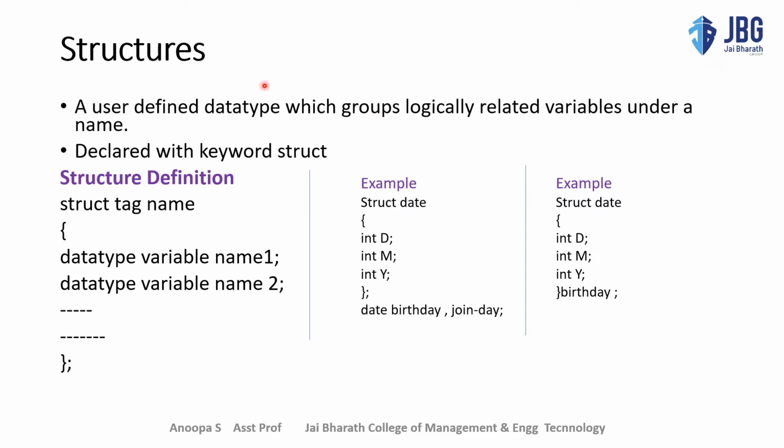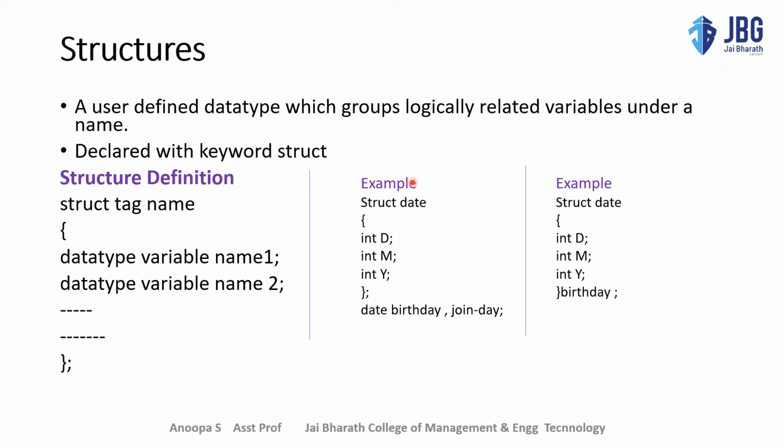A structure is a user-defined data type which groups logically related variables under a name. Here the data types can be different, and it is declared with the keyword struct. This is the definition: struct tag name, then within curly brackets we can declare different variables of different data types, and we close the curly bracket and end with a semicolon. Ending with a semicolon is very important in the syntax.